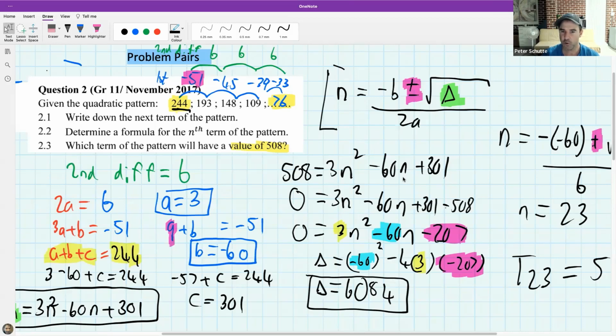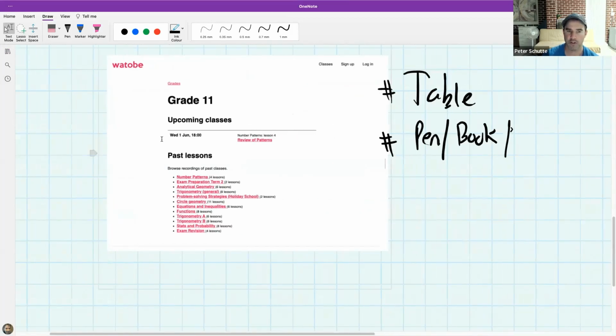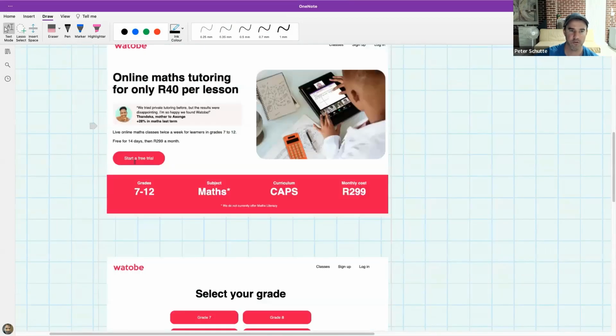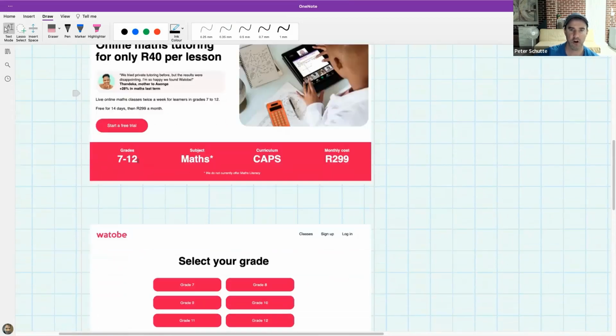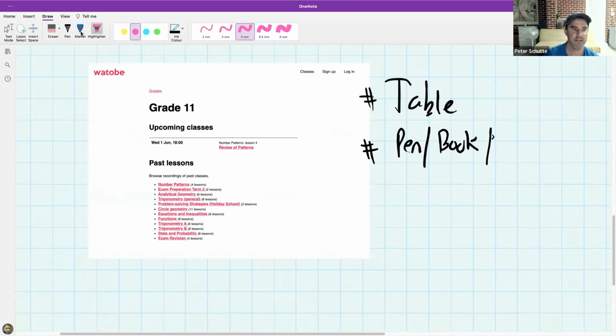So Sakile, go to the website. The link to the first lesson is under number patterns. At the very beginning of the lesson tonight, I spoke about going to the Watobe webpage. If you go to the webpage, go to classes, and choose grade 11, and then head into number patterns, all the lessons are there already.